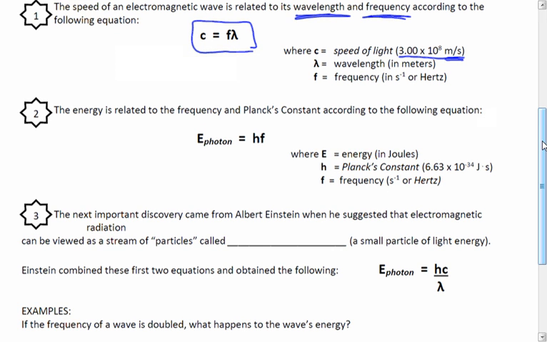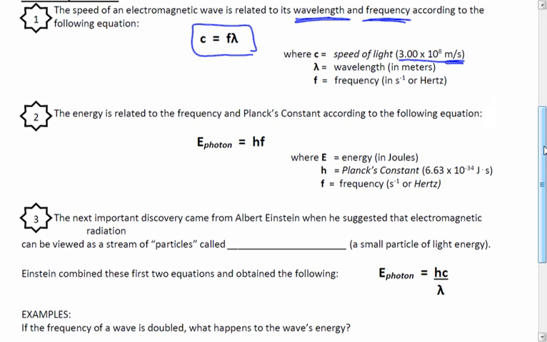So if we change one of these numbers, we can kind of see what it's going to do to the other. If I make my wavelength twice as long, then the frequency is going to be half as much because the wave's twice as big, half as many of them can go by every second. And we'll look at more examples like that here in a moment.